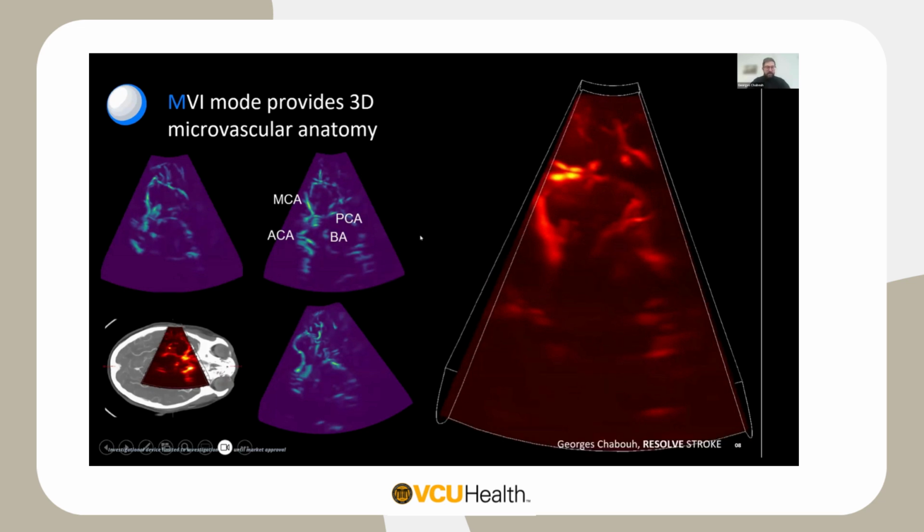On the left side, other examples on other patients with another view, which is only a 2D slice, and we can appreciate the level of detail in our image.